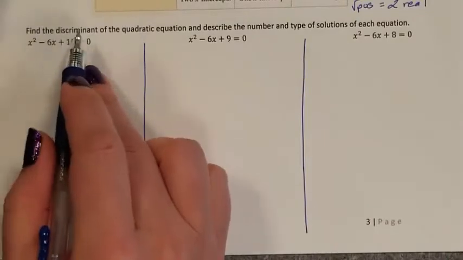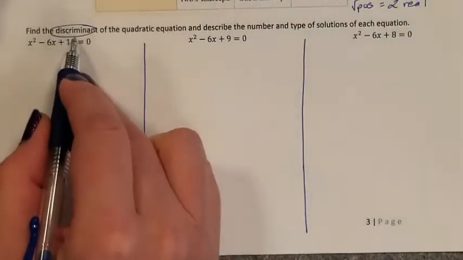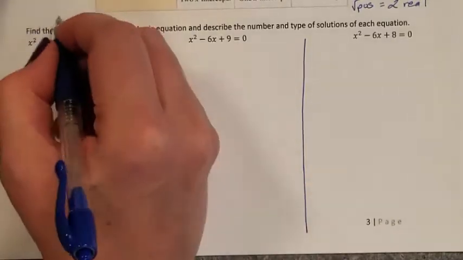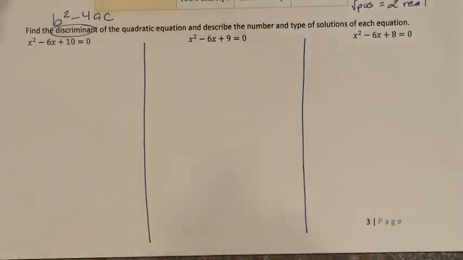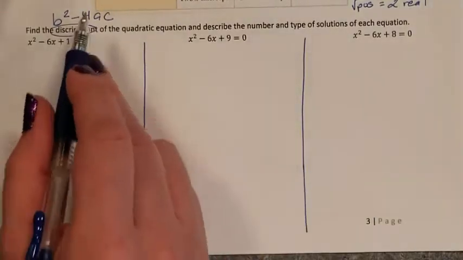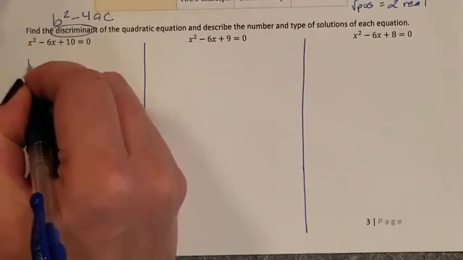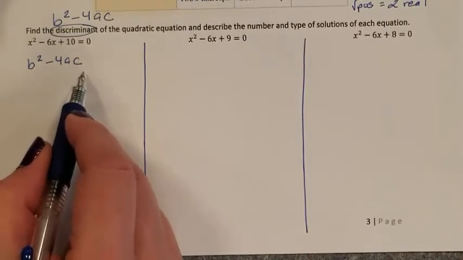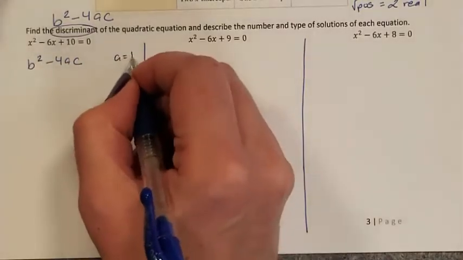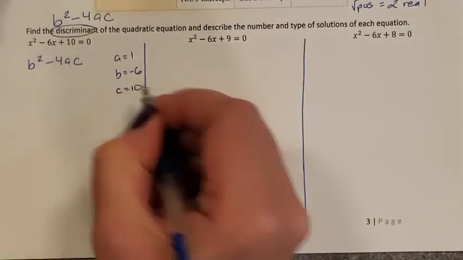They want us to find the discriminant. The discriminant is what you are finding to tell us how many solutions. This was the b squared minus 4ac part, the part inside of the square root that will tell us how many solutions we'll have. So if I'm looking at the b squared minus 4ac, the part inside the square root, my a was 1, my b was a negative 6, and my c was a 10.